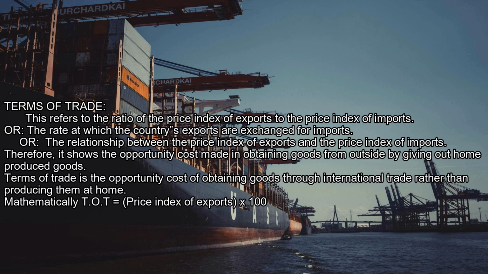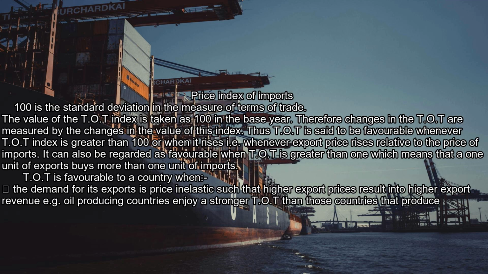Mathematically, T equals price index of exports over price index of imports, times 100. 100 is the standard in the measure of terms of trade. The value of the T index is taken as 100 in the base year. Therefore, changes in the T are measured by the changes in the value of this index. Thus, T is said to be favorable whenever the T index is greater than 100 or when it rises, i.e., whenever export price rises relative to the price of imports.